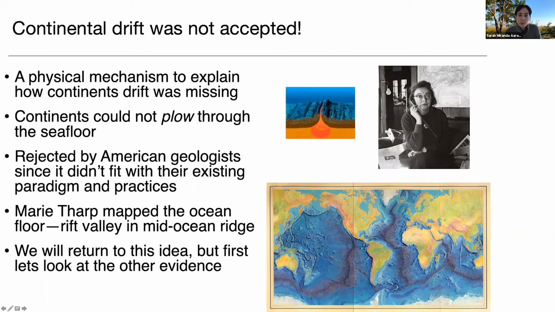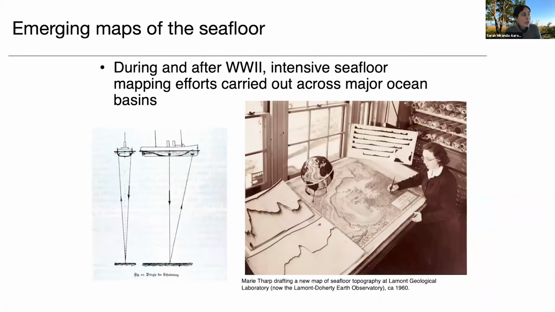One important person who kind of helped prove that plate tectonics was really a thing was Marie Tharp. So Marie Tharp was at Lamont Doherty in the early 50s, and she was the person who was really responsible for mapping the ocean floor. And so during and after World War II, there was intensive seafloor mapping efforts underway. And this really had to do with the fact that we had a lot of submarines in the oceans at the time period. And so it was a matter of national security to figure out the shape and the topography of the seafloor basins.